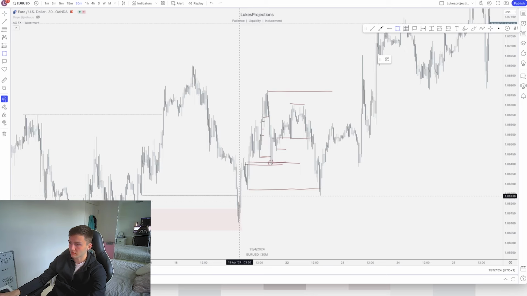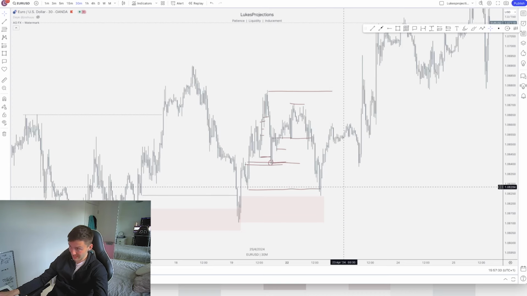Hold on. Let's have a look here. So that there is our valid order block. As you can see in this example, it did actually miss it. It just missed it. But nevertheless, that is how you find out where the valid point of interest is.